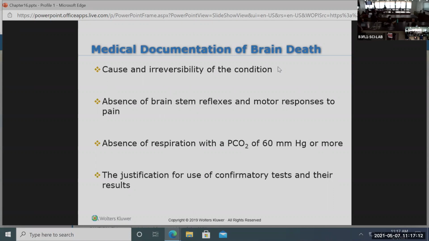Medical documentation of the brain death. Please remember: causes and irreversibility of the condition, absence of brain stem reflexes, and motor responses to pain. Number 3, absence of respiration with partial pressure of carbon dioxide of 60 millimeters of mercury or more.